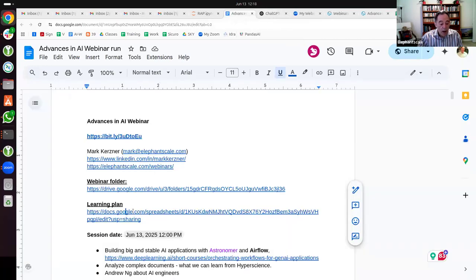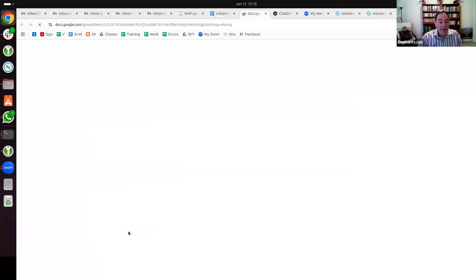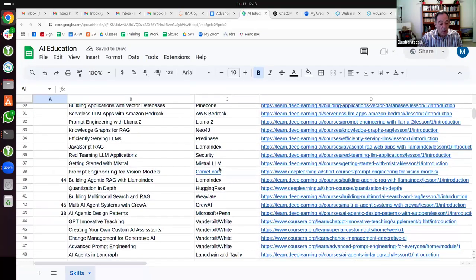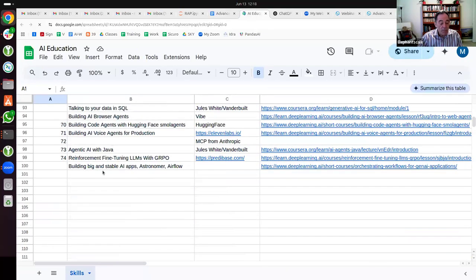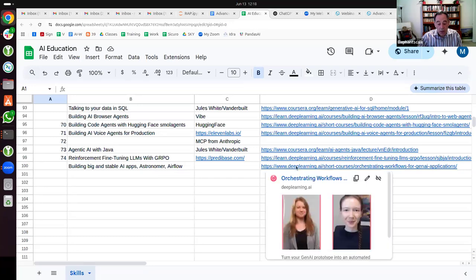And the one that I was talking about is the latest entry. So if we go all the way down, it's building big and stable apps with Astronomer and Airflow. That's what it is. That's linked to the course, and down below there will be my repository.